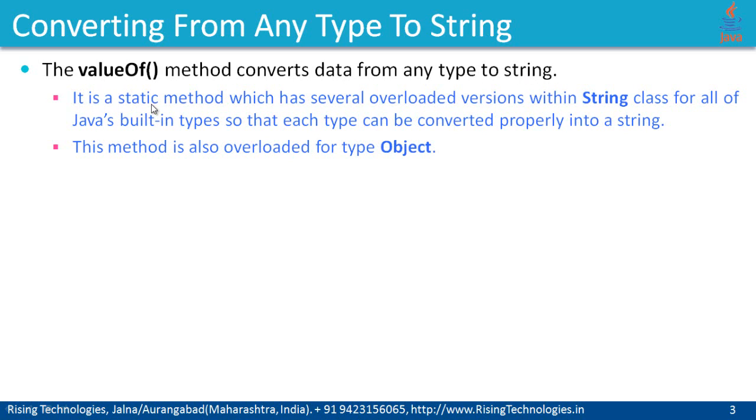This valueOf method is a static method which has several overloaded versions within String class for all of Java's built-in types, so that each type can be converted properly into a string. This method also has an overloaded version for type Object. This overloaded version can be used to convert any object into its string equivalent.